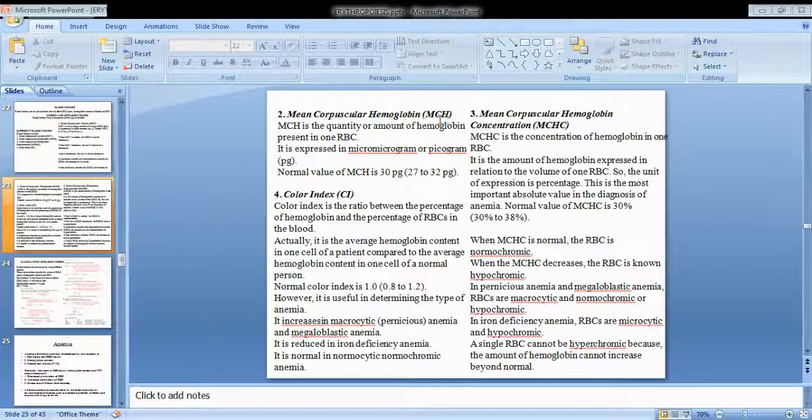Next, MCH, mean corpuscular hemoglobin. So what is this? It is the quantity or amount of hemoglobin present in RBC.